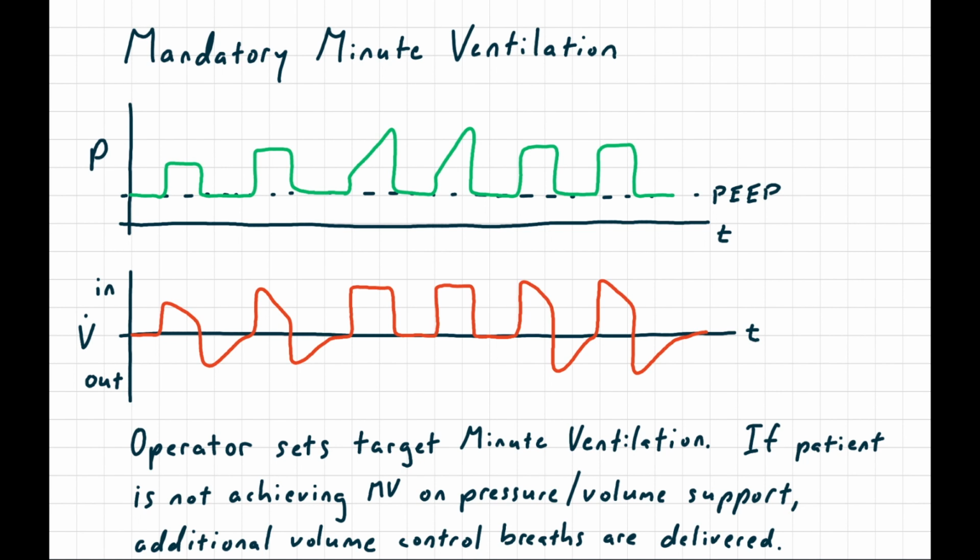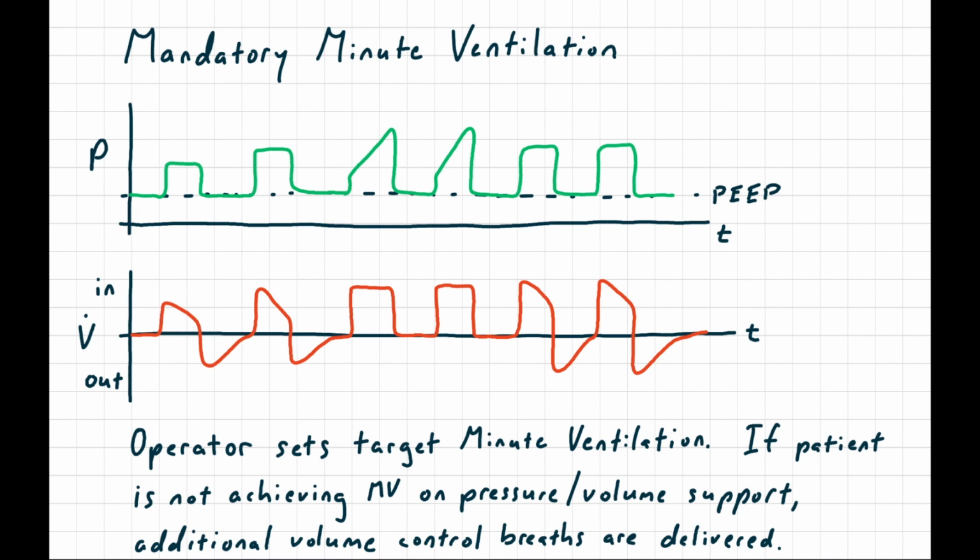The big difference here is that if the patient isn't achieving the target minute ventilation on their own, either because the inspiratory pressure can't get high enough, or because the patient's respiratory rate is too low, the ventilator adds in volume control breaths to assure the target mandatory minute ventilation is achieved.